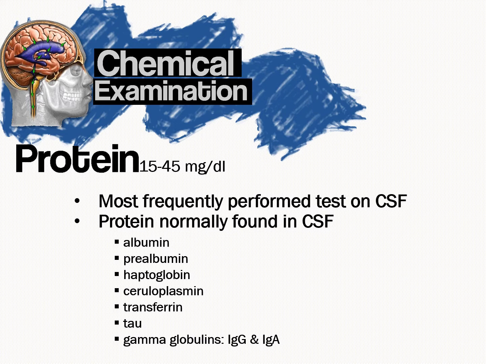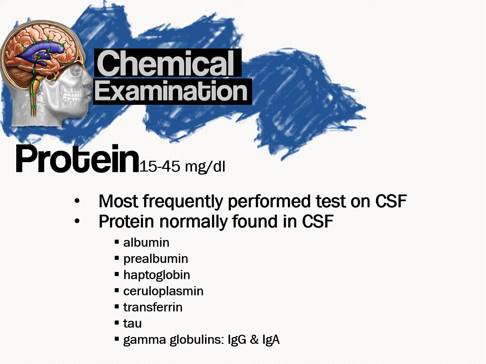the CSF. We have albumin. This is the major CSF protein. About 50 to 75% of CSF protein is in the form of albumin. The second major is prealbumin, also called transthyretin. This is the second major because the liver and the choroid plexuses produce it. We have also haptoglobin and ceruloplasmin, which are both alpha globulins. We have transferrin, which is the major beta globulin, and we have tau.